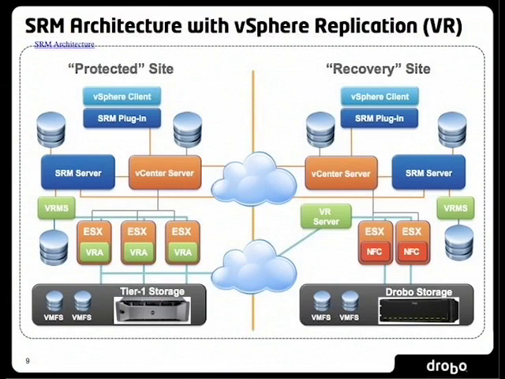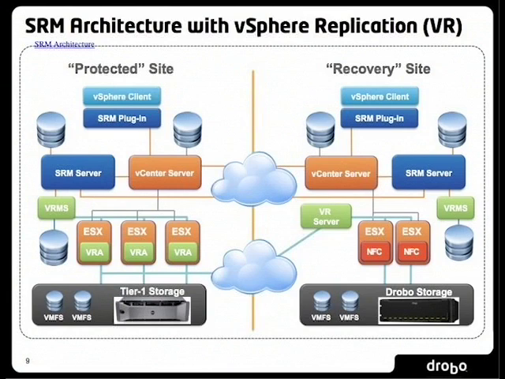It could be because you're looking for lower cost, or you're wanting to have something that is not the same and not using array-based replication. This VR server element that's on the right-hand side there, Lee, at the recovery site, is that a virtual machine or a physical machine, and what role does that play in the overall function of the solution?